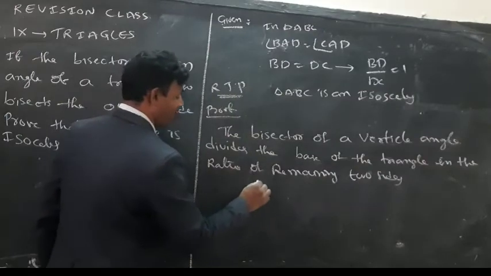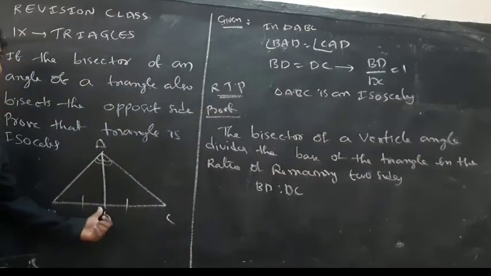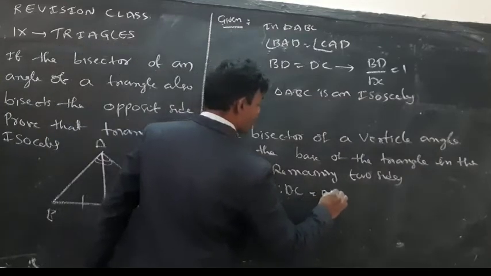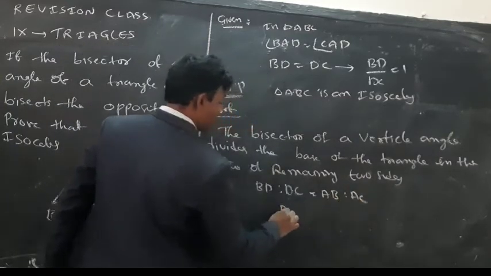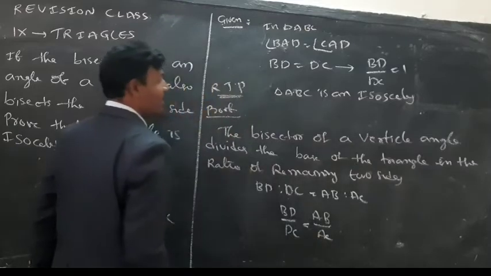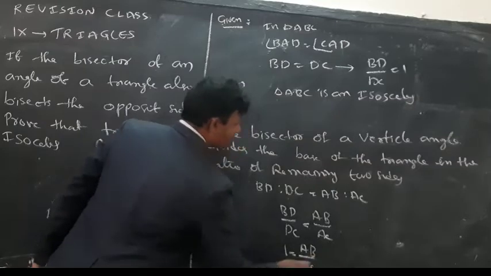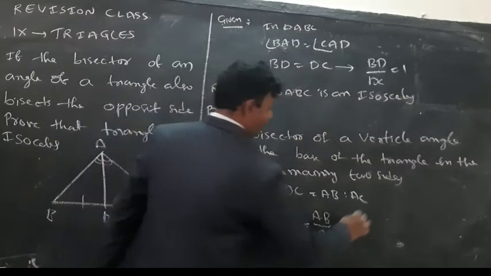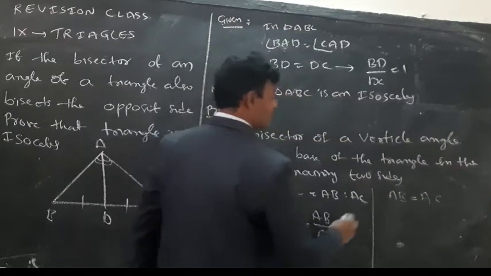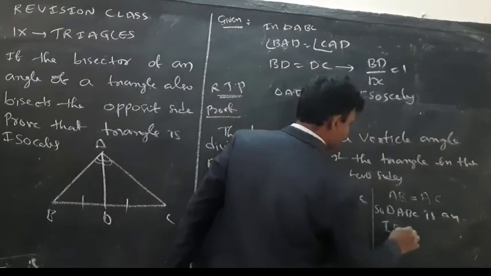So by this, what can we write? The ratio of BD and DC is equal to the ratio of AB and AC. It means BD by DC is equal to AB by AC. From the given, BD by DC is equal to 1, so 1 is equal to AB by AC. By cross multiplication, what will we get? The length of AB and the length of AC are both equal. So triangle ABC is an isosceles triangle.